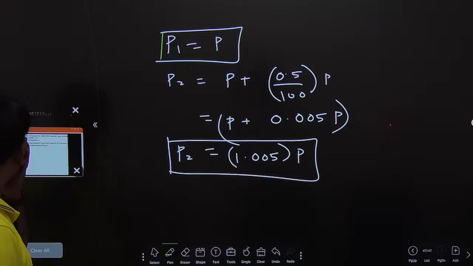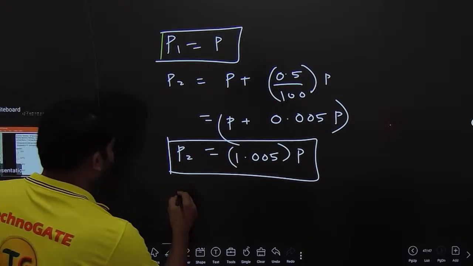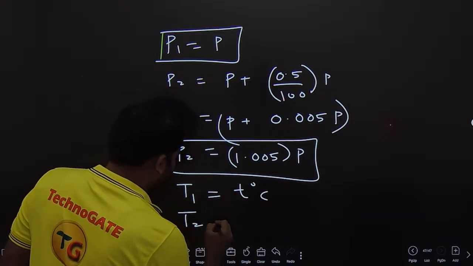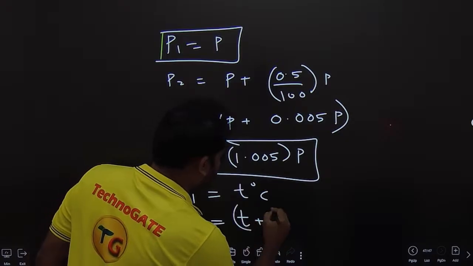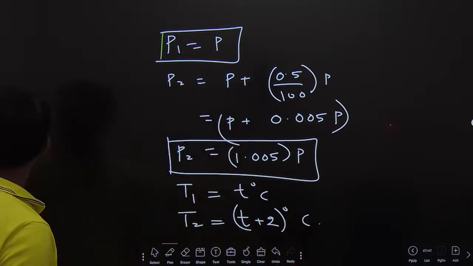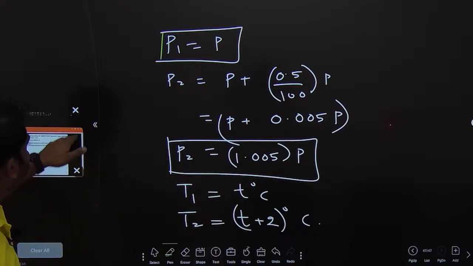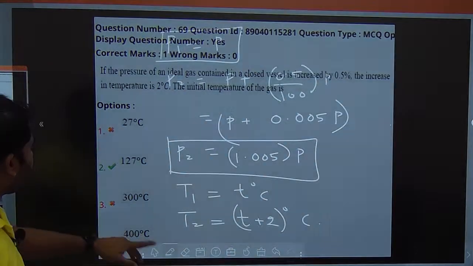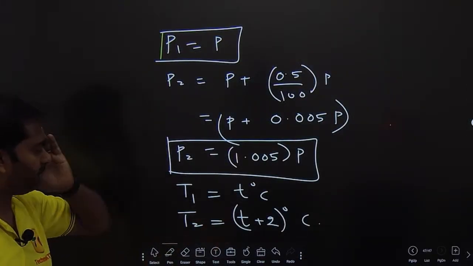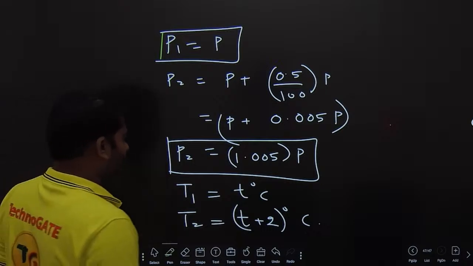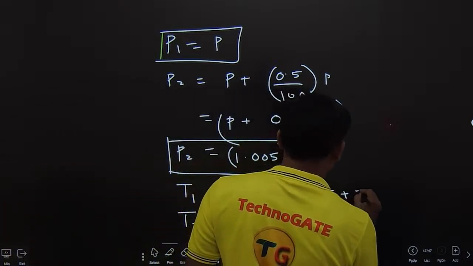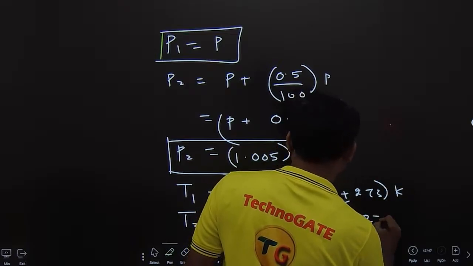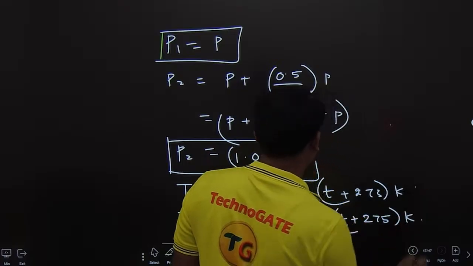Okay, that is the thing here. Increase in temperature is 2 degrees centigrade. Temperature T1 is equal to T degree centigrade and T2 is equal to T plus 2 degree centigrade. In the question, we need to get the final answer in centigrade only. All the options are in centigrade only. So I am taking T as centigrade only. So we need to get initial temperature in centigrade. So this is T plus 273 Kelvin. So this is T plus 275 Kelvin. These two are the values.